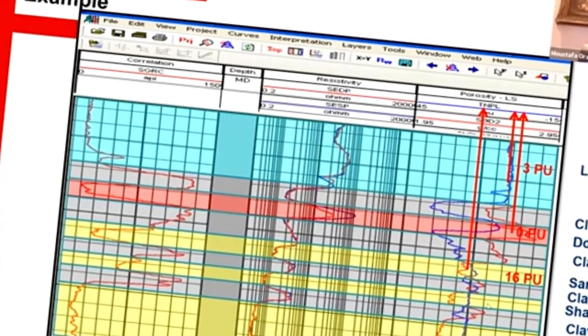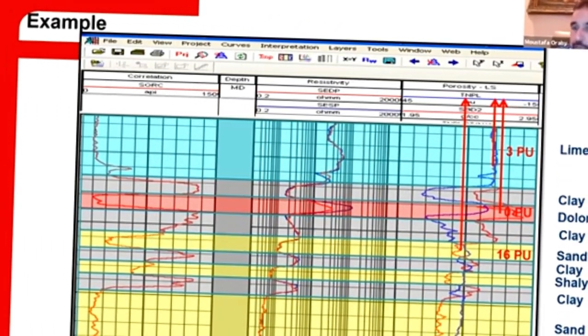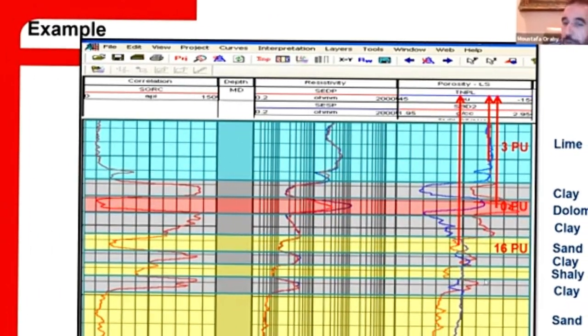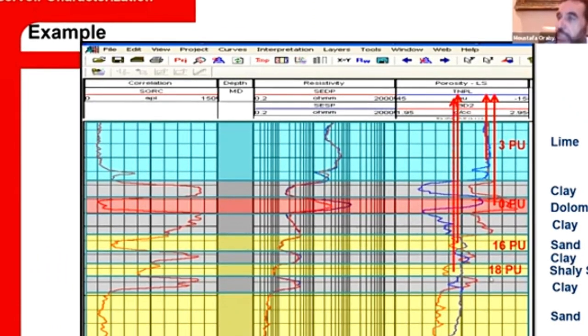How about this one? Again, what is your actual porosity? Is it the neutron? No. Is it the density? No. What is your actual porosity right in the middle? Right in the middle, if you read it, it will give you 18 pu. Do I care about this zone? No. About this zone, do I care about it? Yes, it's clean and it is sand. Where is my porosity? Is it the neutron? No. Is it the density? No. It's in the middle. You go to the middle and you read your porosity as 21 pu.